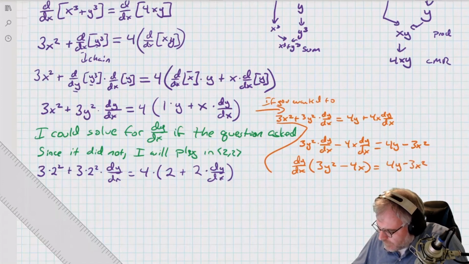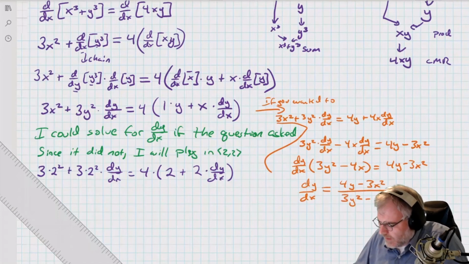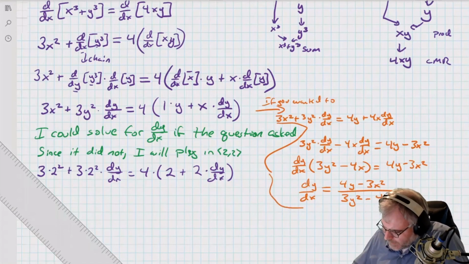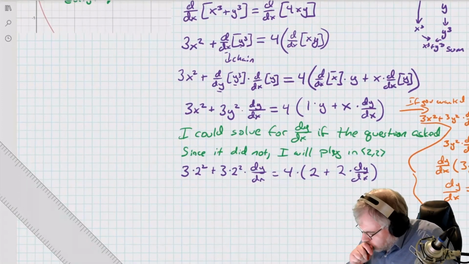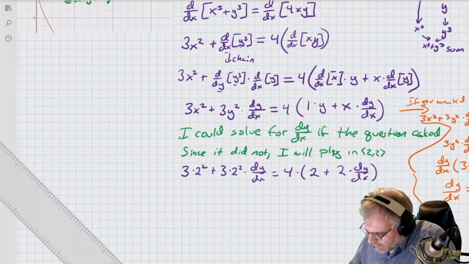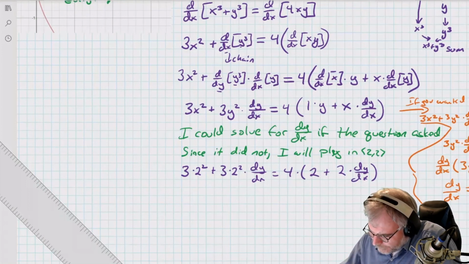Then I divide both sides by that, and I wind up with dy over dx equals 4y minus 3x squared over 3y squared minus 4x. So if you must, that's how you do it. But I don't have to because it didn't ask me to do that. What I did was plug in x and y, and I wind up with the following.